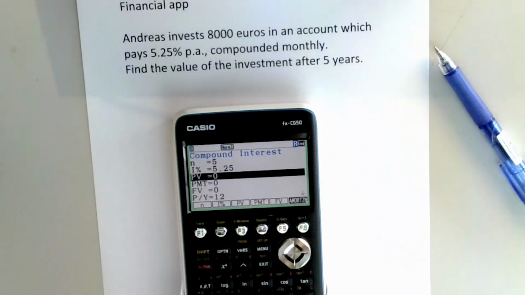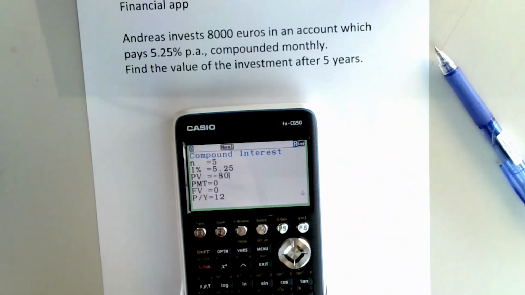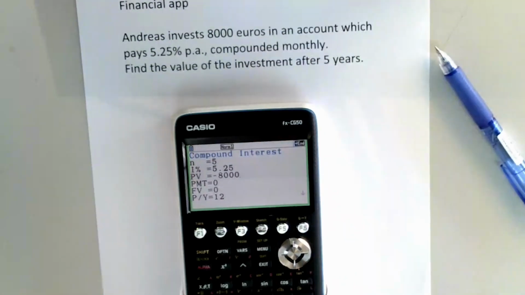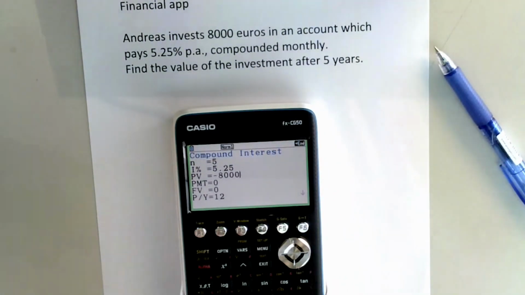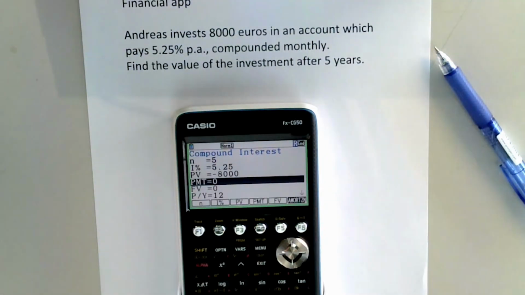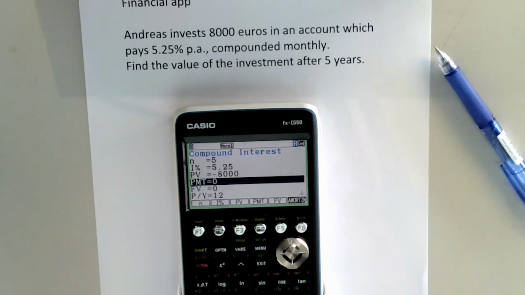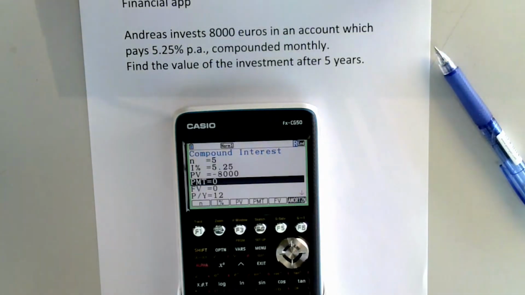Here is the annoying bit. PV is the present value, money taken away from you painfully. So it's minus 8,000 euro. Out of you, minus. Then payment per period. This is how real life works, but IB doesn't always use it. In Excel, they have questions like this.